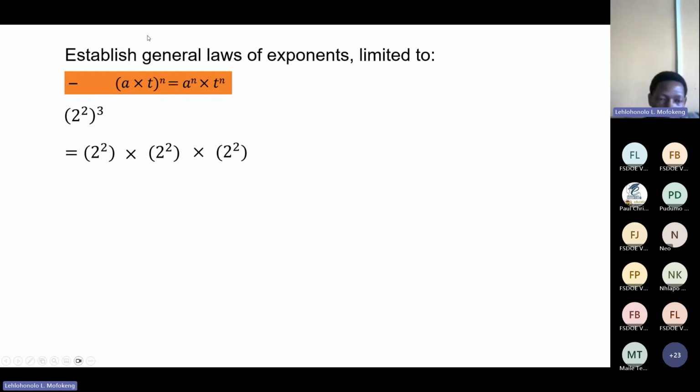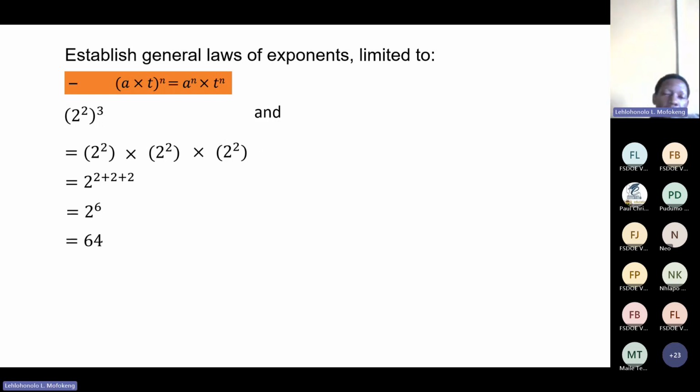And the result will be 2 to exponent of 2 plus 2 plus 2, from the previous laws of exponents, whereby if you multiply the same base, you add the exponents. And it ultimately gives us 2 to exponent of 6. Right. And then 2 to exponent of 6 will give us 64.